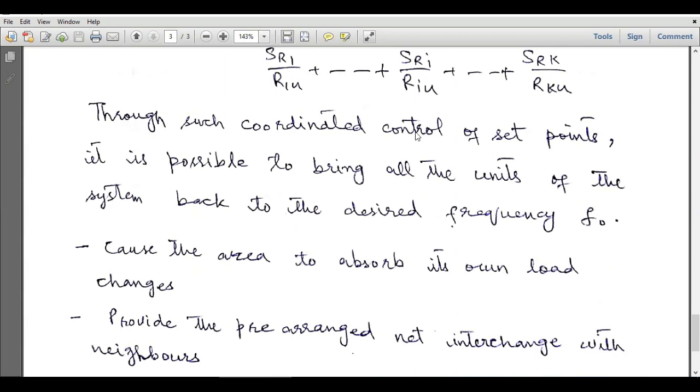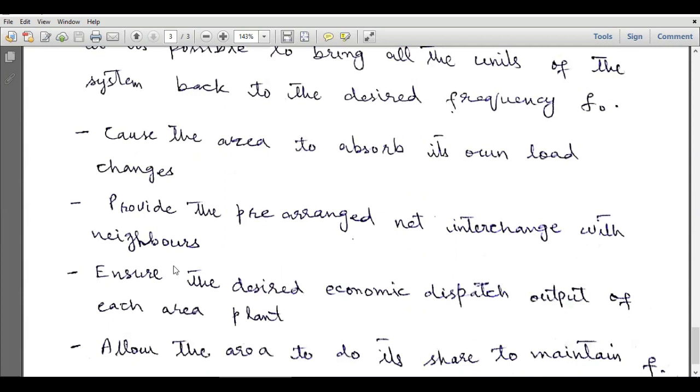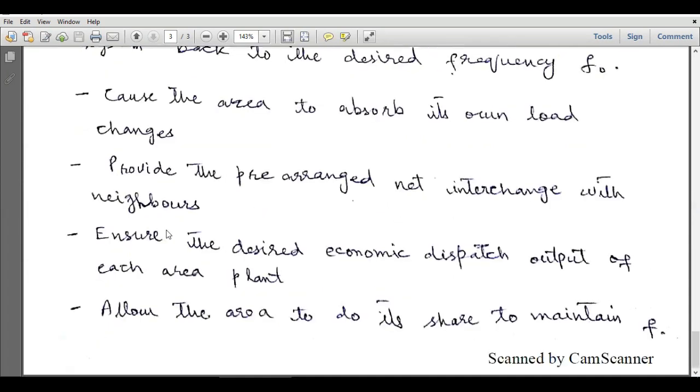Through such coordinated control of set points, it is possible to bring all the units of the system back to the desired frequency of node. So this causes the area to absorb its own load changes. It provides the pre-arranged net interchange with neighbors, and it ensures the desired economic dispatch output of each area plant, and it also allows the area to do its share to maintain the frequency.